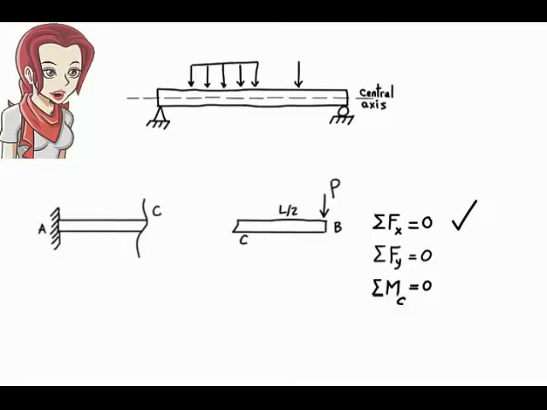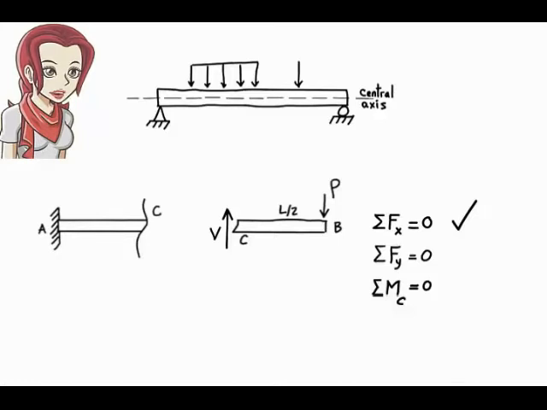A downward force P is applied to the right end of the segment. To satisfy the second equation, therefore, there must be an upward force at point C equal in magnitude to P in order for the sum of the forces in the y direction to be 0. This upward force, labelled V on the diagram, is called the shear force. It is one of the internal forces in the beam.